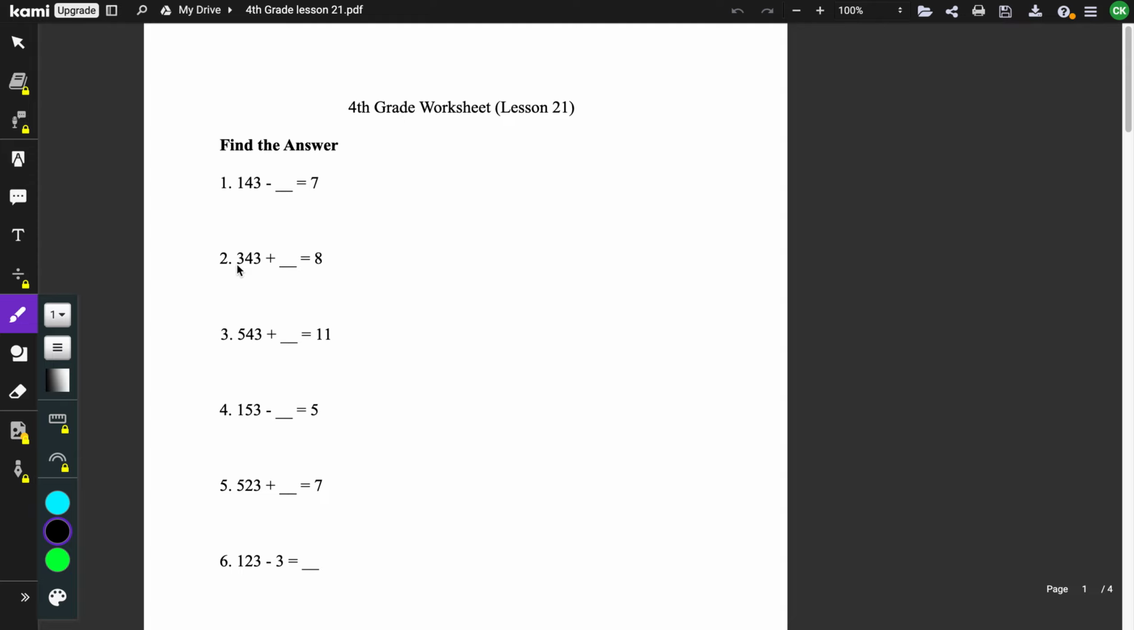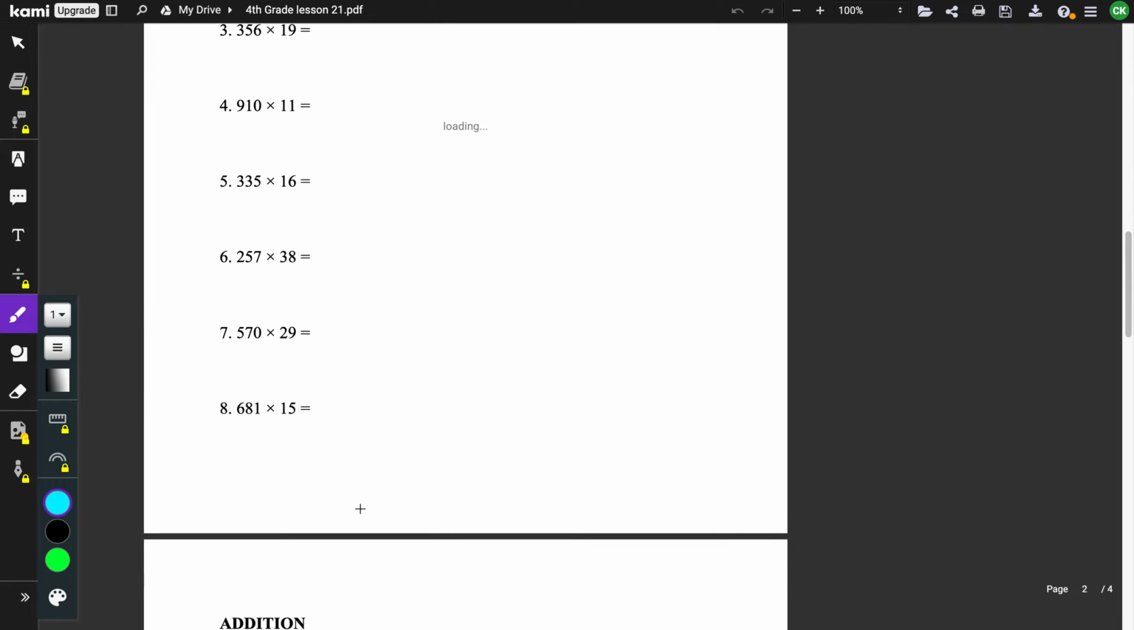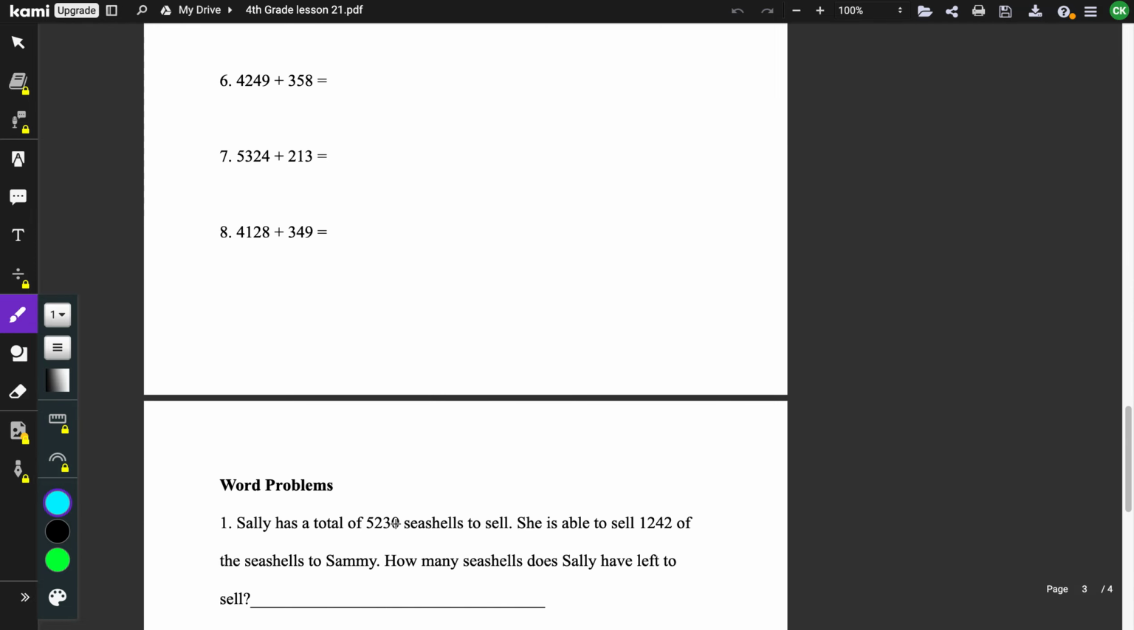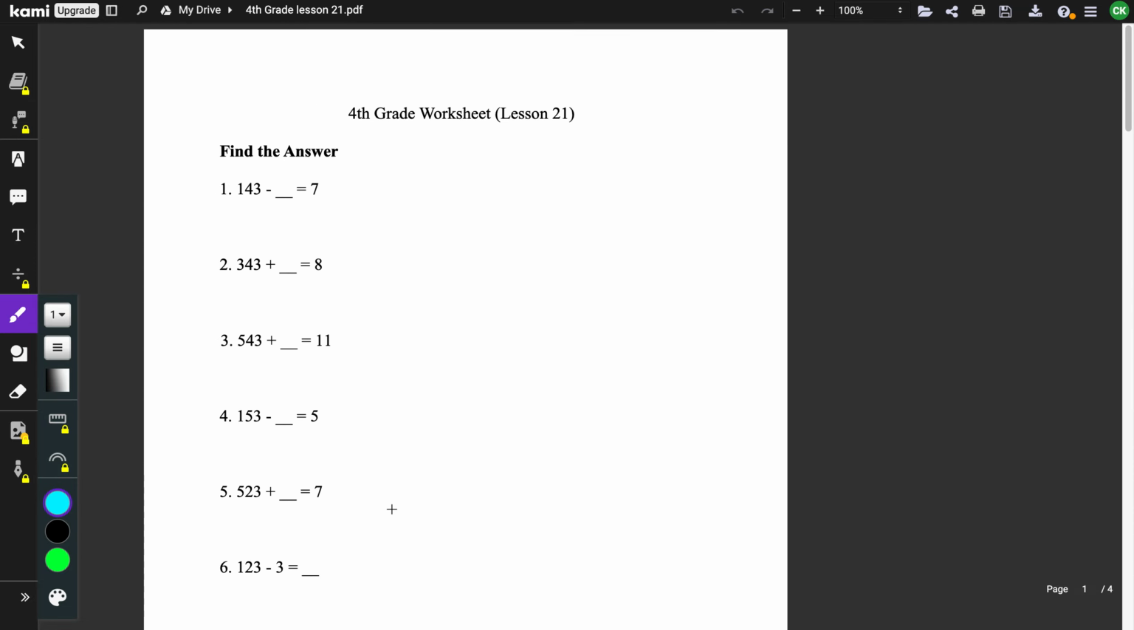Roblox 4th grade lesson 21 worksheet, and today what we'll be doing is finding the answer when we have a subtraction like this, multiplication, some addition, and some more problems. So let's start. Alright, to start off, let's do find the answer.